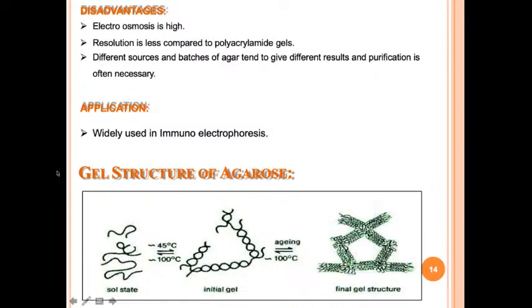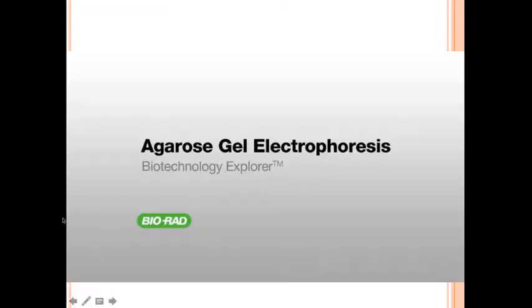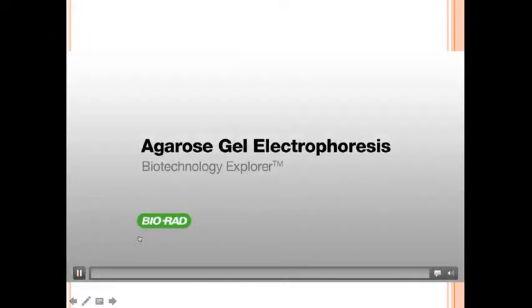This is mainly the structure of your agarose. It's in the solid state initially. You bring it to a temperature of 45 degrees Celsius, and it starts to make ring-like, helical structures. Then there are even finer structures. But if you heat it again to 100 degrees Celsius, it starts opening up again. So like this. Let's see how we do this gel electrophoresis in this video.